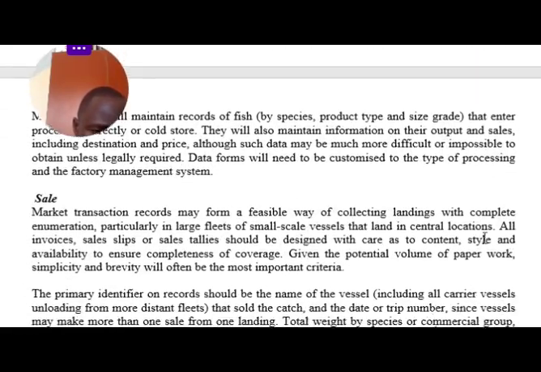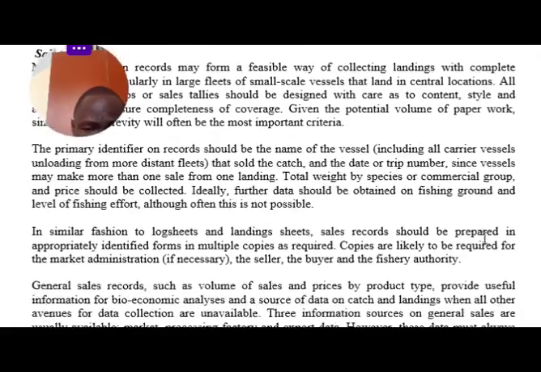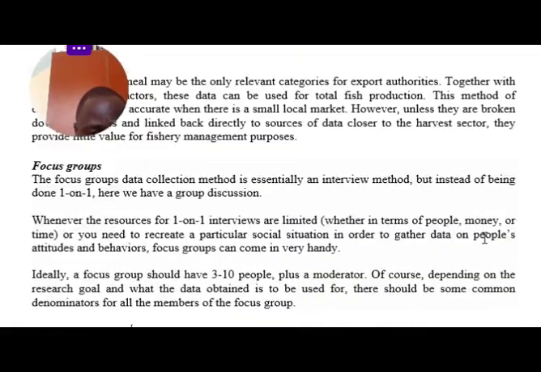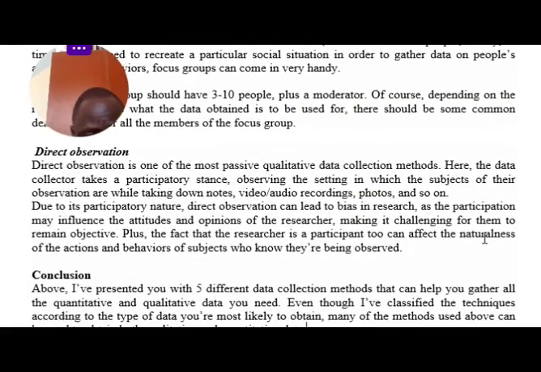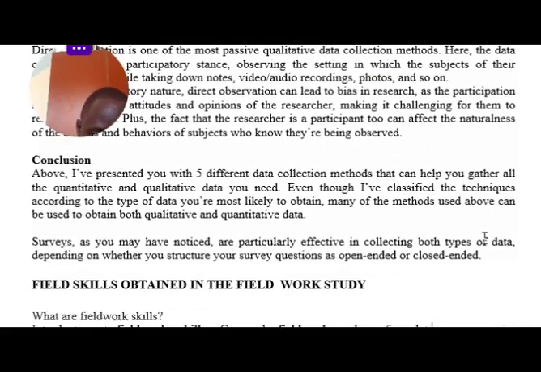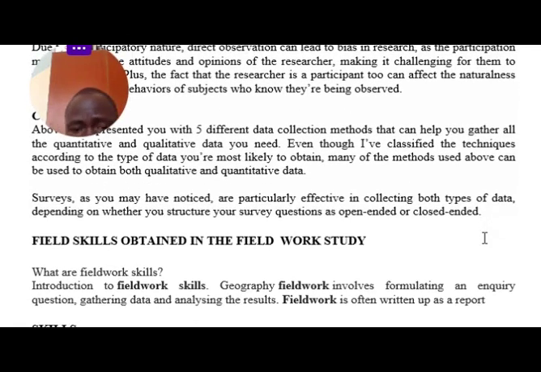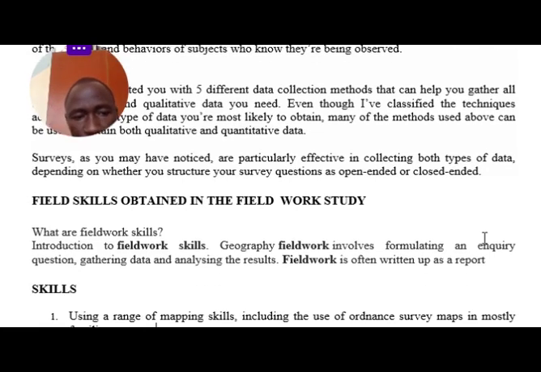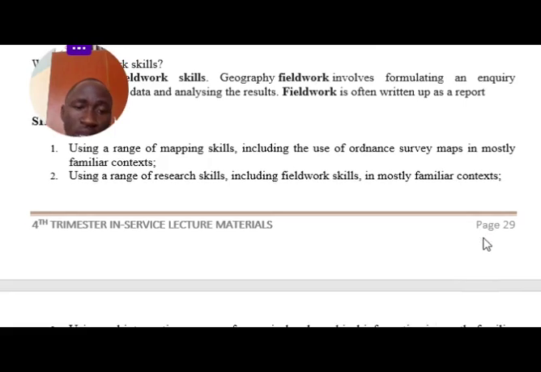With those few words, I beg to submit, and we shall be picking up next time from here. This time round, we shall be looking at the skills obtained from the field work, those skills that we may be obtaining from the field.